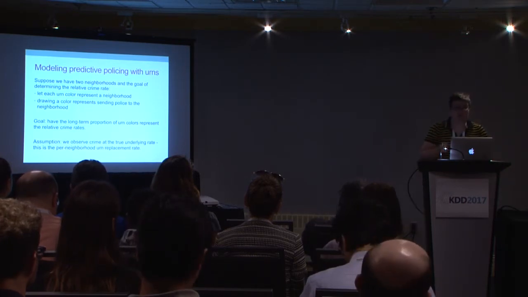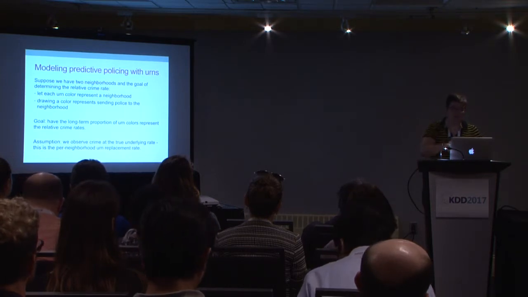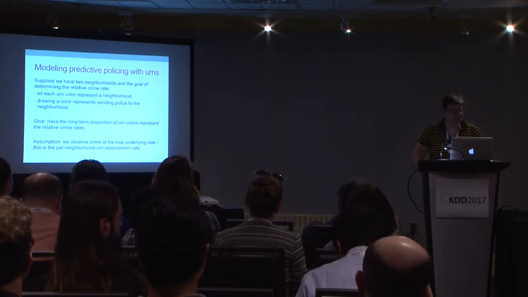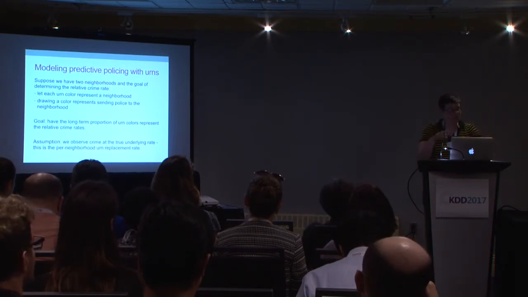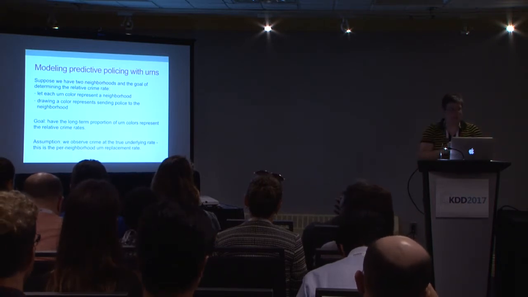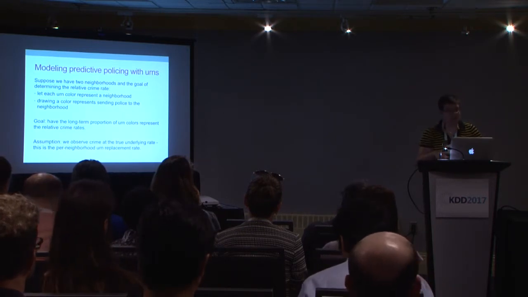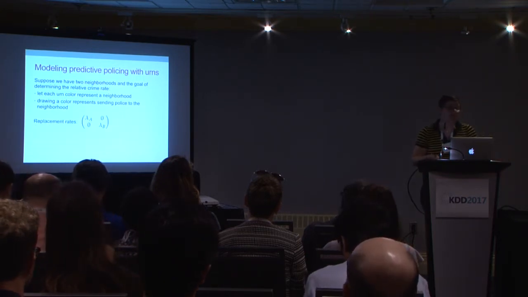So we're going to draw a color, we're going to send the police to that neighborhood, and then we're going to give some feedback to that urn based on what was seen in that neighborhood. And our goal is going to be to have this long-term proportion of the urn represent the actual crime rates. And again, note that assumption, right? We're assuming here that we're observing crime at the true underlying rate, and that rate exactly is the urn replacement rate.